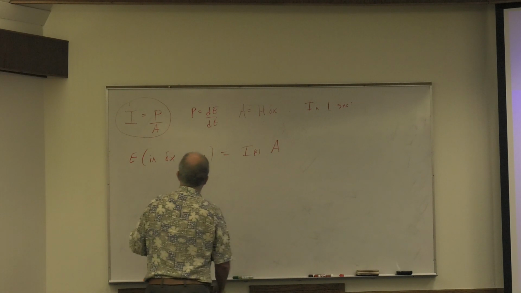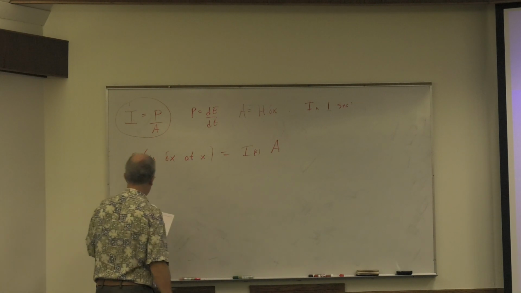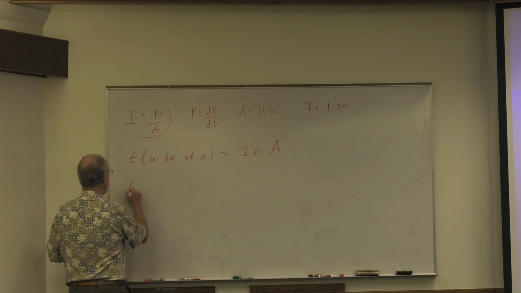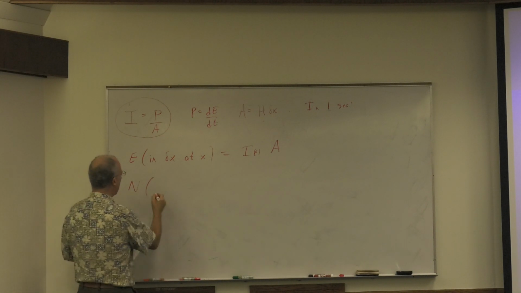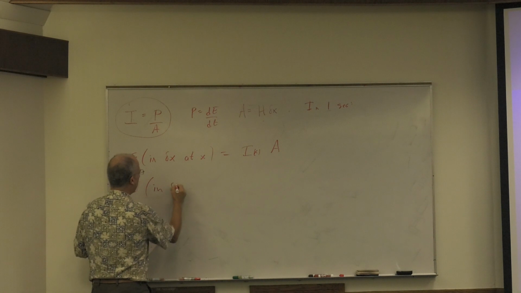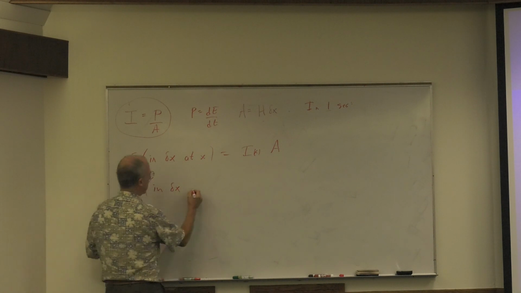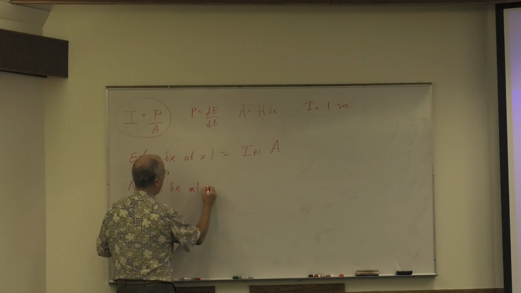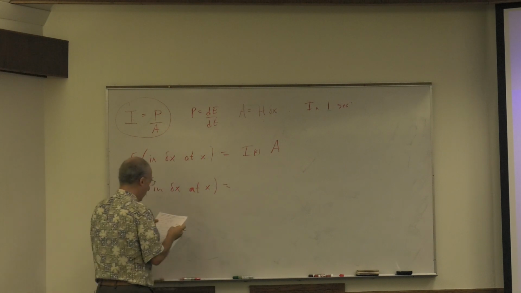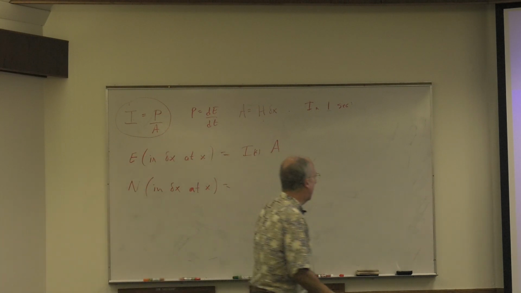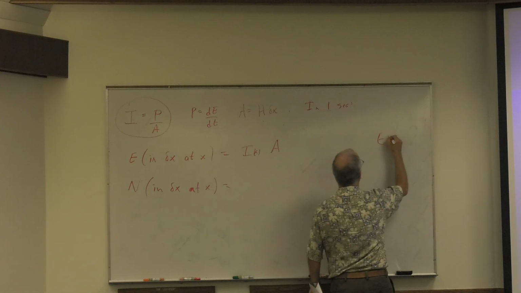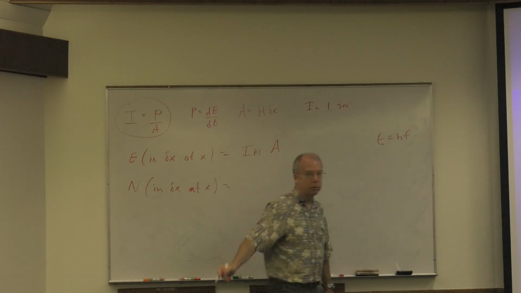Now, energy, right? Okay. But we also can just look at the number of photons, right? So the number of photons in that rectangle, within the width delta x at x. And what's that? Well, wait a second. Every photon has energy hf, right? Yeah.